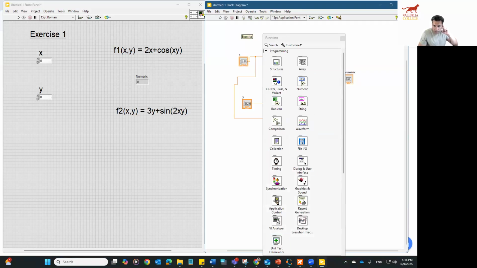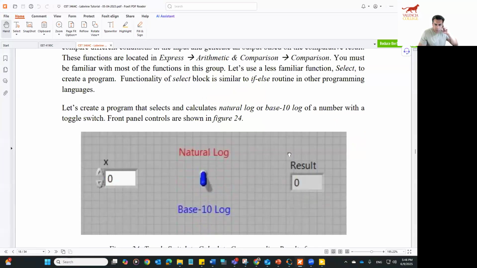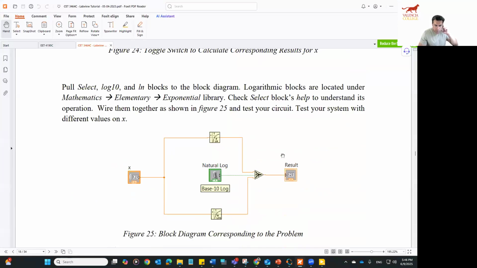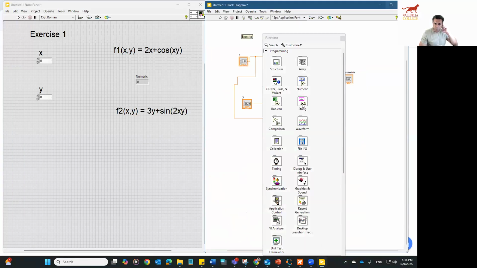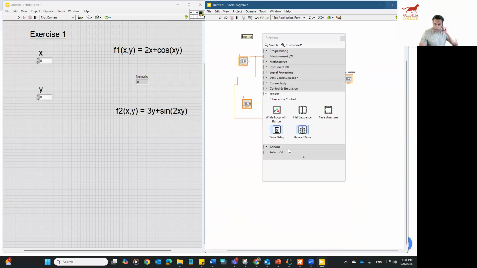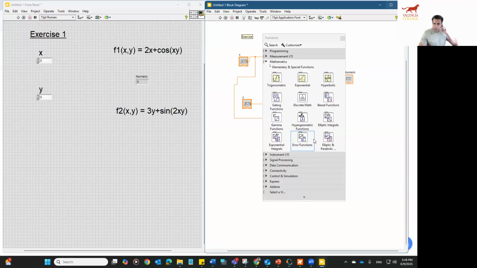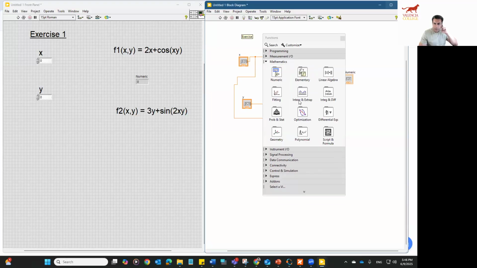Let me go back and check where the switch block is. All right, mathematics, elementary, exponential library. That's where the switch block is. Mathematical, exponential, elementary and exponent, not exponential. Oh, that's the log 10 function. That's where the exponential is.